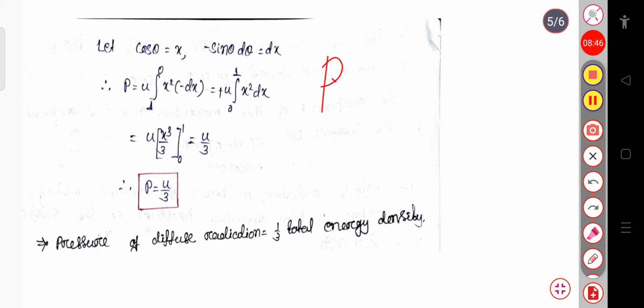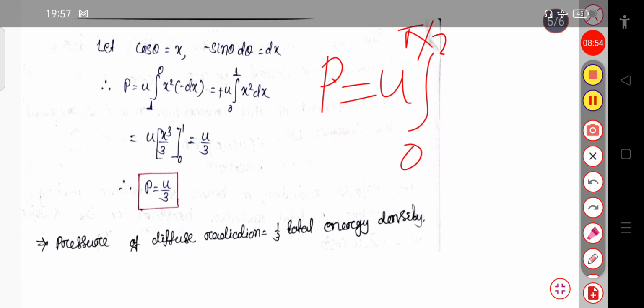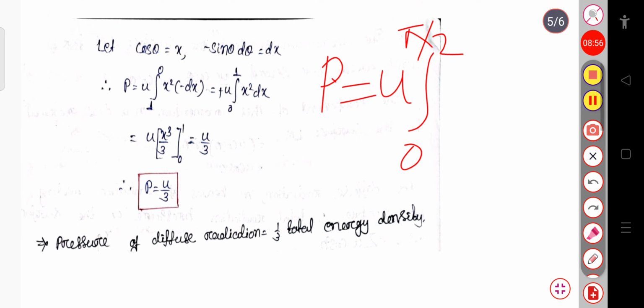P equal to u, integration over 0 to pi by 2, cos square theta sin theta d theta.